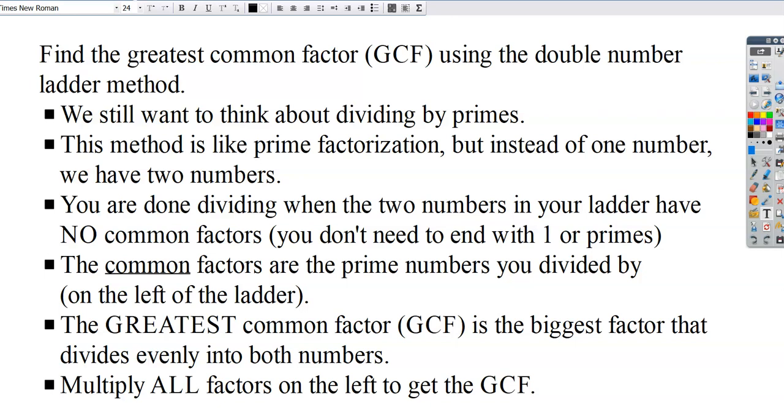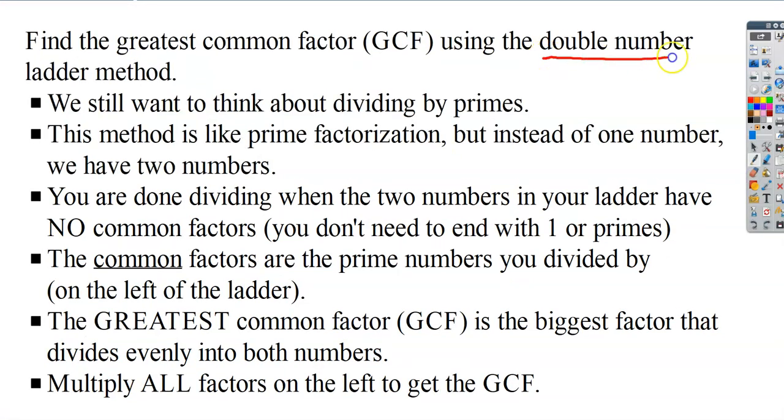Hello, so this short video is going to show you how you use a ladder method, and I'm calling it the double number ladder method because you're going to be factoring with two numbers at the same time. So you still want to think about dividing by prime, so it's great to make your list of prime numbers, but instead of one number, we're going to have two numbers in our ladder. And you are done dividing when the two numbers in your ladder have no common factors.